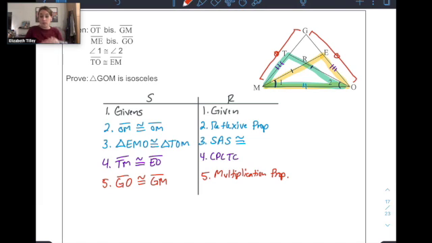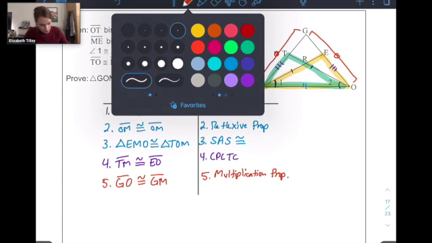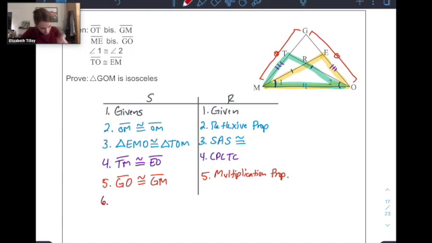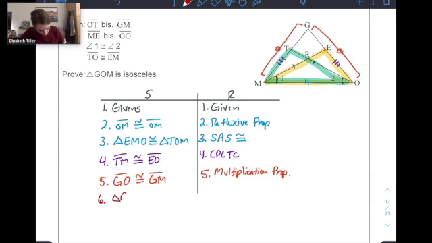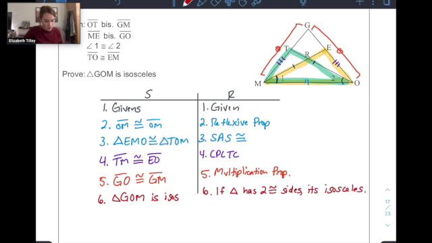So here's how we prove something isosceles. And then we are done with the notes, done for the day. Now that I've shown this, I can say GOM is isosceles. And let's go back to the definition. If a triangle has two sides congruent, then it is isosceles. So if a triangle has two congruent sides, it's isosceles. And there we have it.